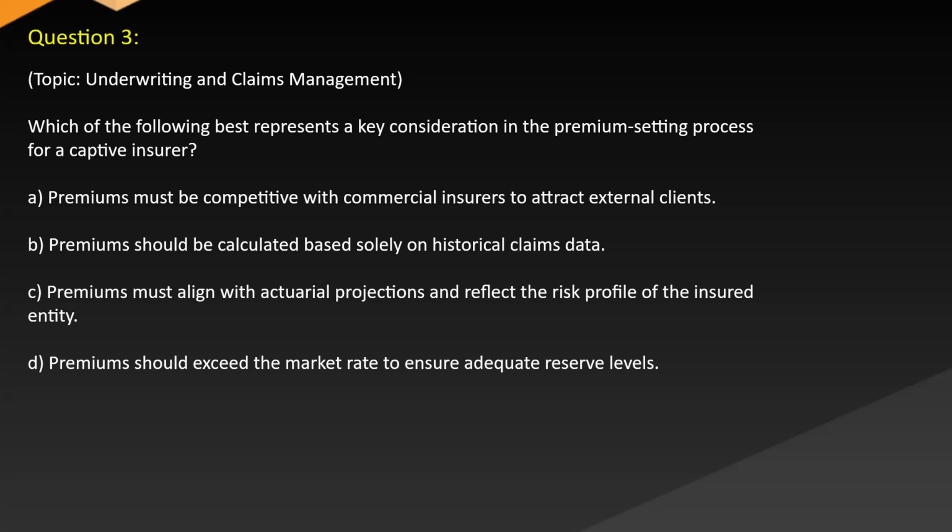Question 3. Topic: Underwriting and claims management. Which of the following best represents a key consideration in the premium setting process for a captive insurer? A. Premiums must be competitive with commercial insurers to attract external clients. B. Premiums should be calculated based solely on historical claims data. C. Premiums must align with actuarial projections and reflect the risk profile of the insured entity. D. Premiums should exceed the market rate to ensure adequate reserve levels.